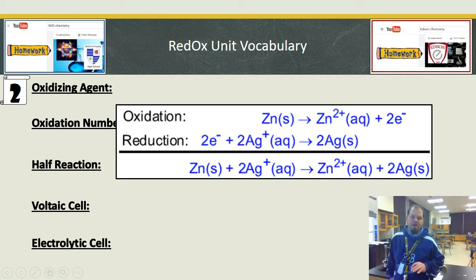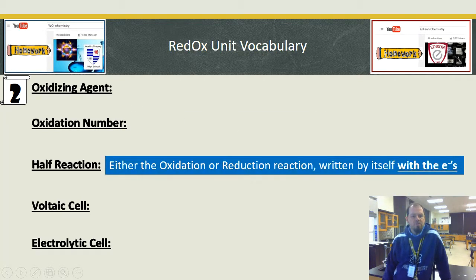Most of the electrons are in there, and then when I put them all together, the electrons cancel out, and I have all the reactants on one side, all the products on the other side. We're going to go backwards. We're going to see this bottom one, and we're going to have to pull out and create the half reactions. So this is either the oxidation or the reduction reaction written by itself with the electrons. So the half reaction is just the oxidation or just the reduction.